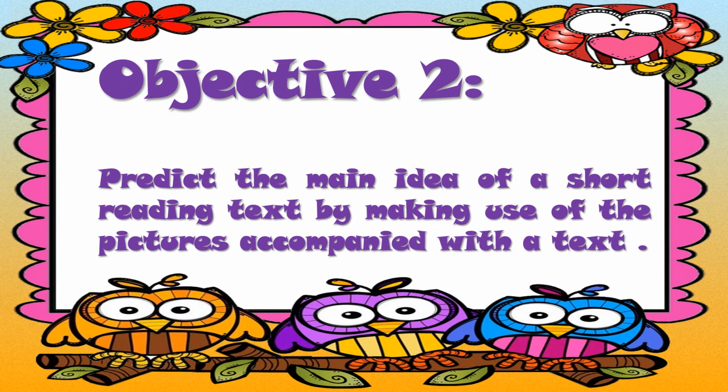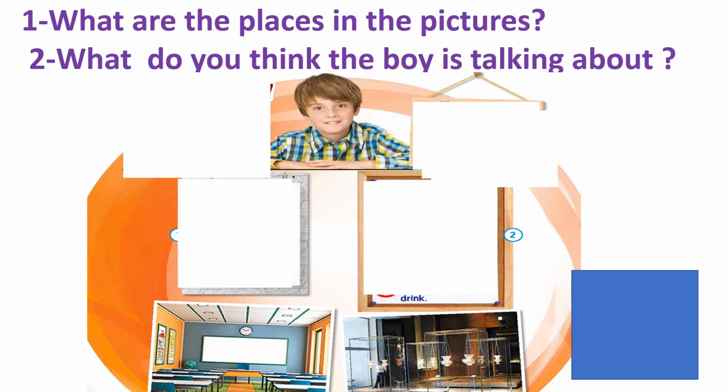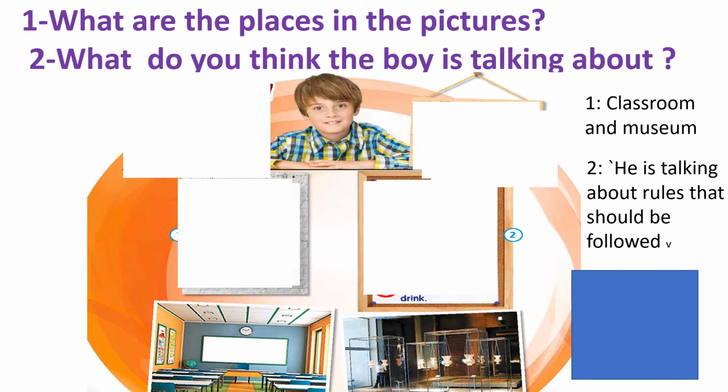Now we come to objective number 2, which is to predict the main idea of a short reading text by making use of the pictures accompanied with the text. I want you to look at the pictures and try to answer the following 2 questions. What are the places in the pictures? Very good. Classroom and museum. What do you think the boy is talking about? Yes, he is talking about the rules that should be followed. Okay. From this, we can understand that the main idea of the lesson is to talk about rules that should be followed in certain places.